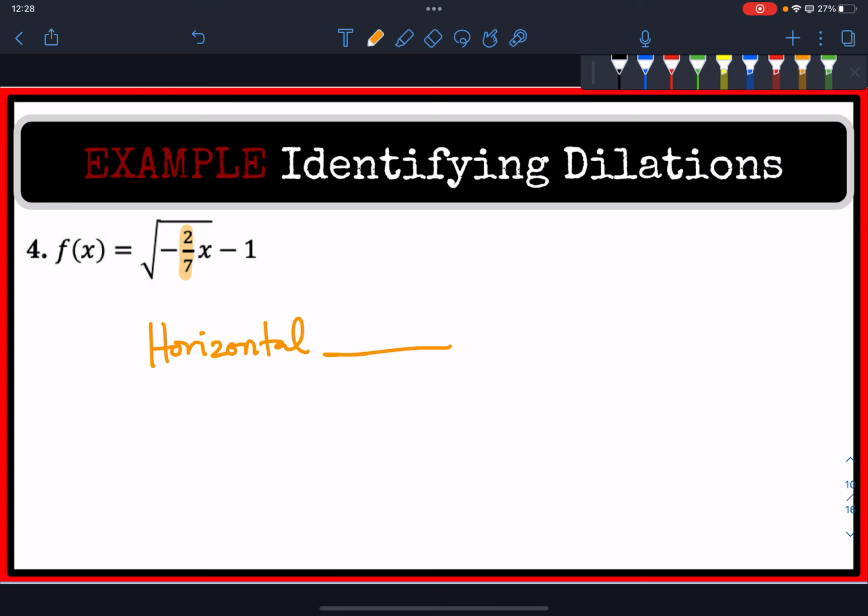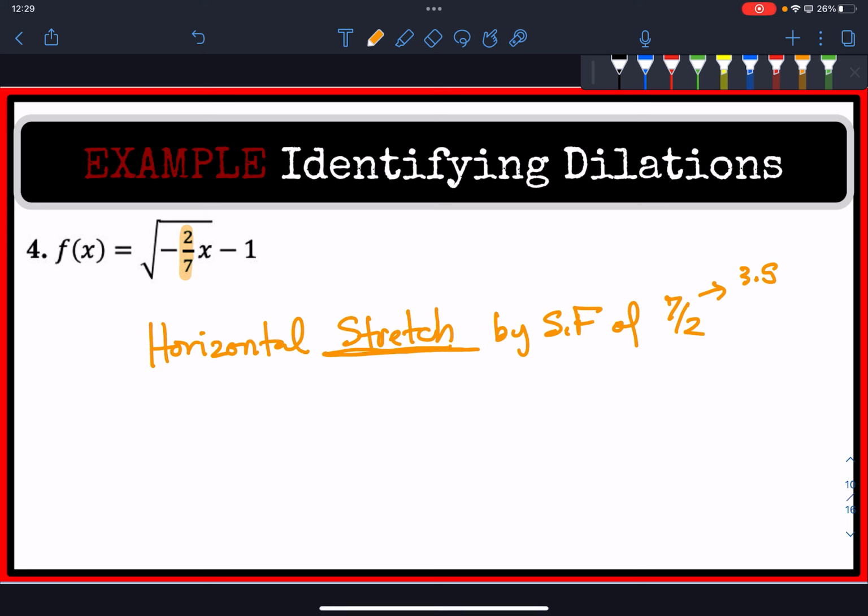Now, whether that horizontal dilation is going to be a stretch or compression, let's look at the scale factor. Since here it says that we're multiplying by 2 over 7, the scale factor is going to be the reciprocal of that, which is 7 over 2, which in decimal format is 3.5. So if we multiply anything by 3.5, naturally that value again gets bigger. So because of that, this is going to be a stretch. And we can do this first, and then that helps us identify what type of horizontal dilation this is going to be.